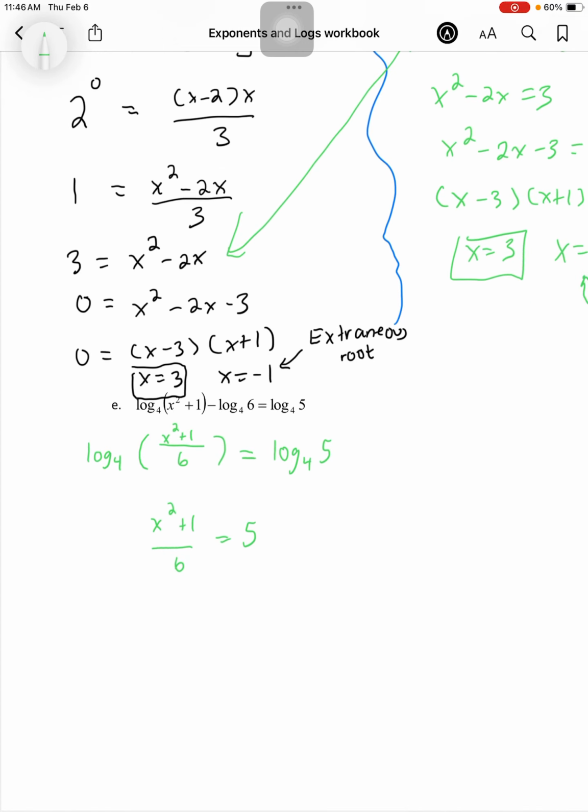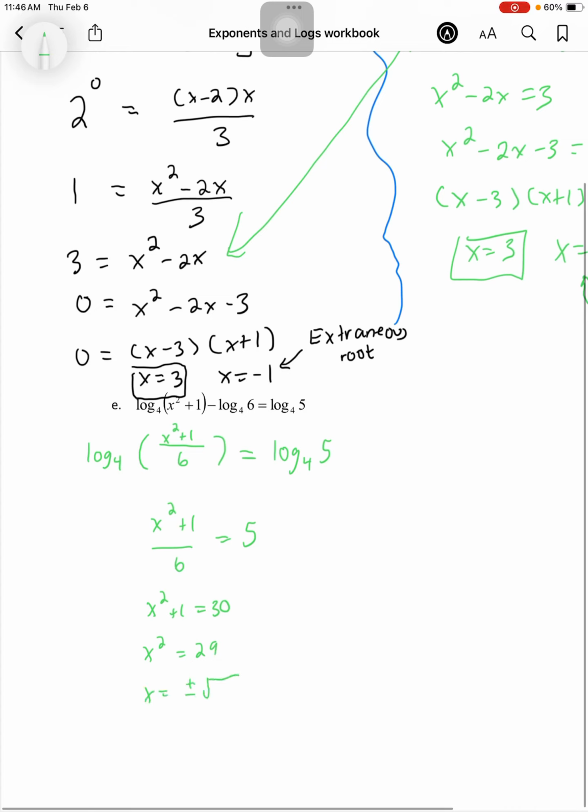And here, get rid of 6, it's going to become 30 on the right side, so x squared plus 1 equals 30. X squared equals 29, and x equals plus minus square root 29. So do not forget the plus minus sign. I know we've seen this in previous units, but I'm going to keep reminding you, if you square root a variable, you have to put a plus minus sign. It's just a rule. So here we see x equals positive square root 29, and x equals negative square root 29.